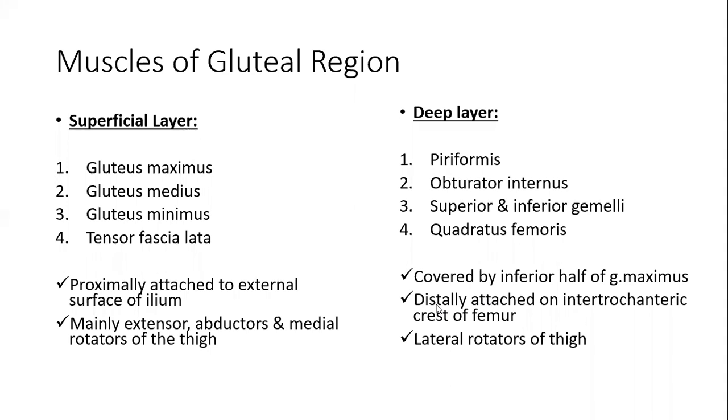Muscles in the deep layer of the gluteal region are distally attached on the intertrochanteric crest of the femur. You know that the intertrochanteric crest of the femur is located posteriorly, whereas the intertrochanteric line is located anteriorly. Since the gluteal region is located posterolateral to the pelvis, these muscles are going to get attached on the posterior aspect of the femur, that is the intertrochanteric crest. And lastly, depending on the actions, they are mainly categorized as lateral rotators of the thigh. I hope these points are clear to you.